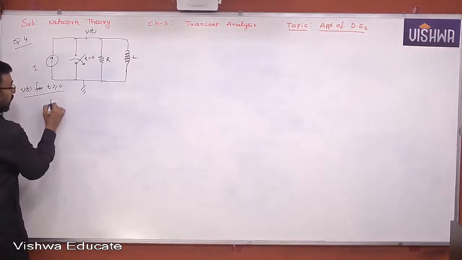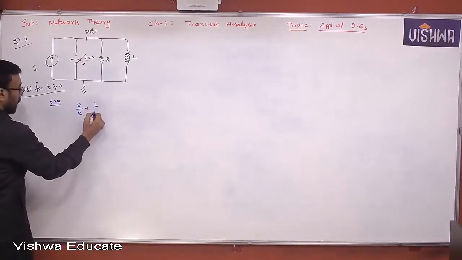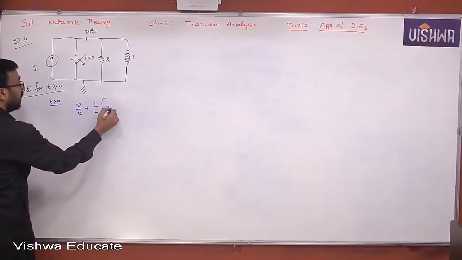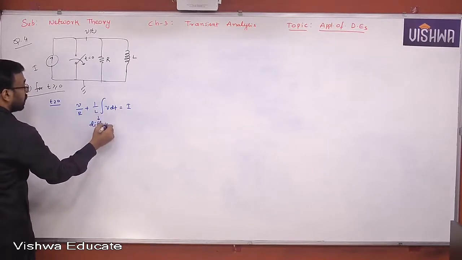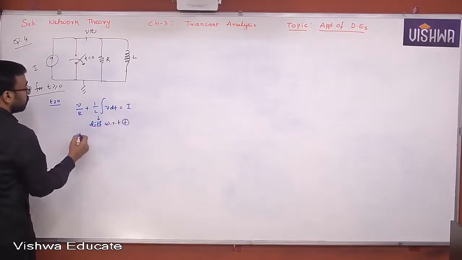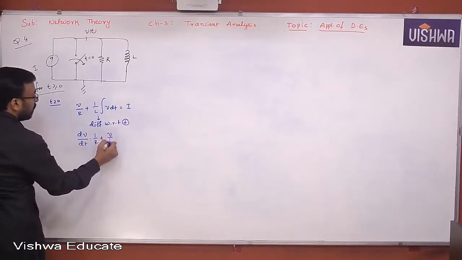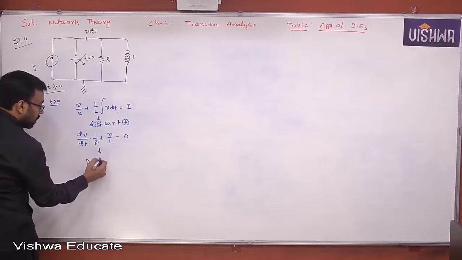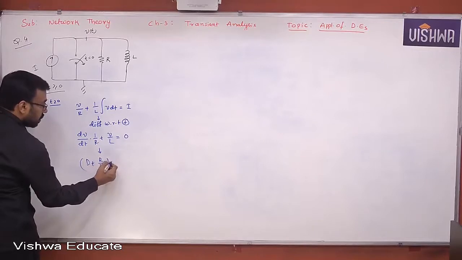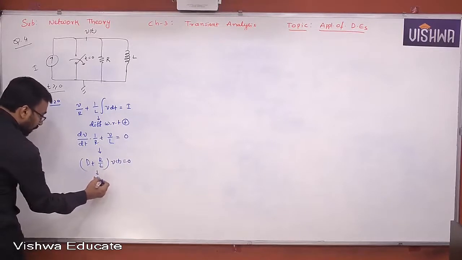Step 1, for t greater than 0, what is that? V by R, 1 by L integral V dt is equal to I, differentiating with respect to t. What do you get? dV by dt into 1 by R plus V by L is equal to 0. From this, we can say (d plus R by L) into V of t is equal to 0. You know that d is equal to minus R by L, right?